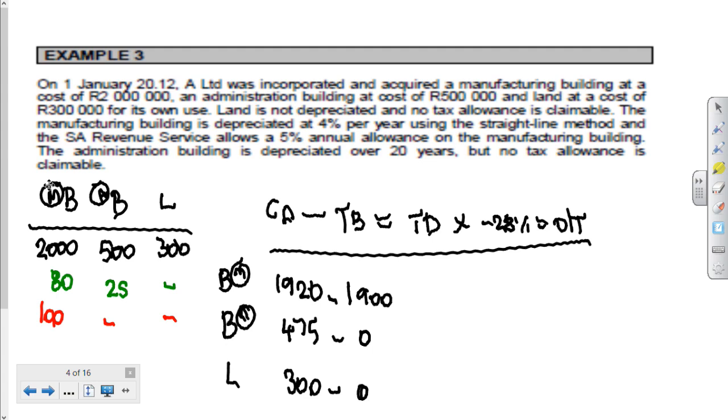And what is the tax base on land? 0. Okay. So now I get to temporary differences. Temporary difference here is 20. Now, the next two are interesting. Is accounting ever going to be the same as tax for the next two? No. Do I have a temporary difference? No. What I have is an exempt, isn't it? I have an exempt there.